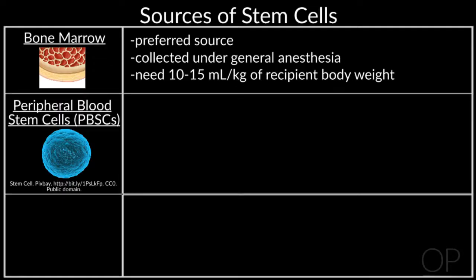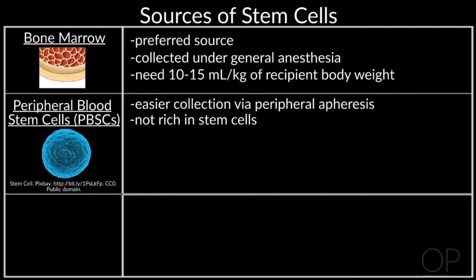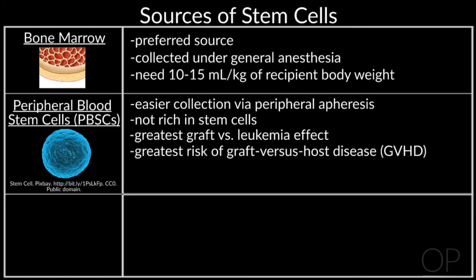Peripheral blood stem cells are certainly easier to collect, and they do not require operative care. So PBSCs, or peripheral blood stem cells, are gathered via peripheral apheresis. The challenge is that peripheral blood is not rich in stem cells, and so to increase the circulating stem cells, patients are given subcutaneously colony-stimulating agents, including G-CSF. PBSCs have the advantage of having the greatest graft-versus-leukemia effect. However, they have also the highest risk of graft-versus-host disease.